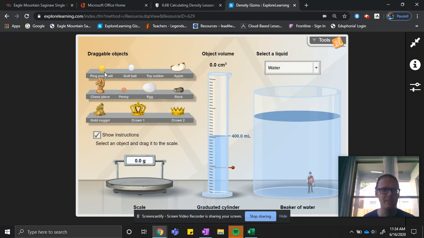So we did the mass by putting it on the electric balance. We got 3.0. We put the volume. To get the volume, we put it in the graduated cylinder. It started at 400, went up to 436. We subtracted those numbers, and that's how we get the volume of the ping pong ball.